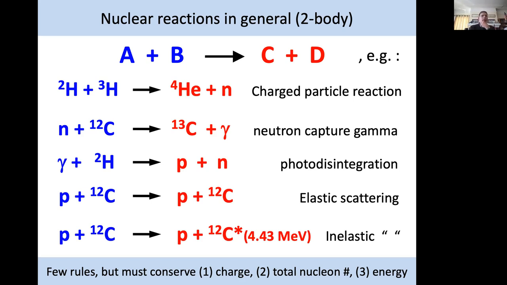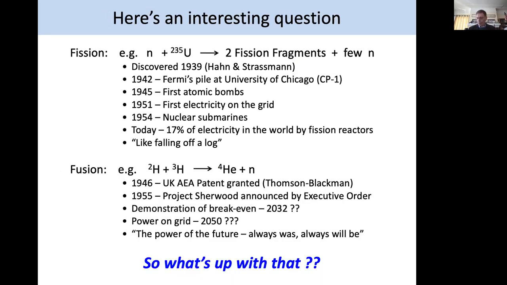Fusion, although it looks like a very simple, clean, very exothermic reaction, does not go well. You're dealing with two charged particles in the entrance channel which have a Coulomb repulsion, and it takes a certain average energy to get them close enough before the nuclear force takes over and you can have a reaction. You can also have reactions induced by photons, and breakup reactions. The only ground rules: you have to conserve charge, total nucleon number, the sum of protons and neutrons, and of course, total energy. Okay.